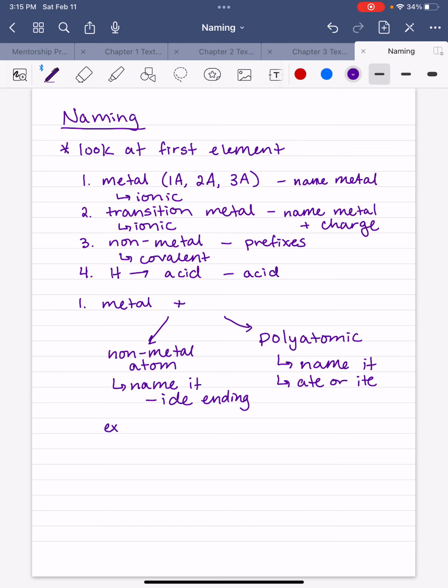So let's do an example, both going from a formula to a name and a name to a formula. So let's say that I want you to name sodium nitride. I give you the name sodium nitride and I want you to write me a formula. So the "ide" tells us that it's an element rather than a polyatomic.